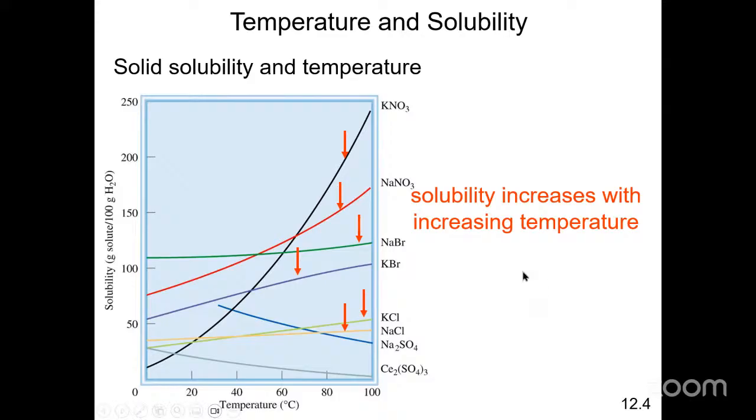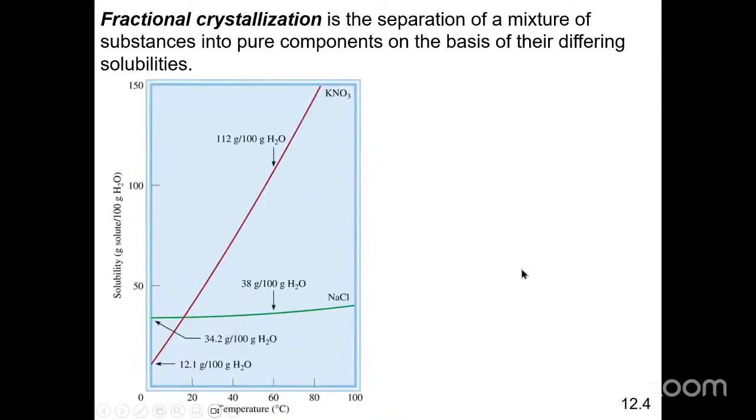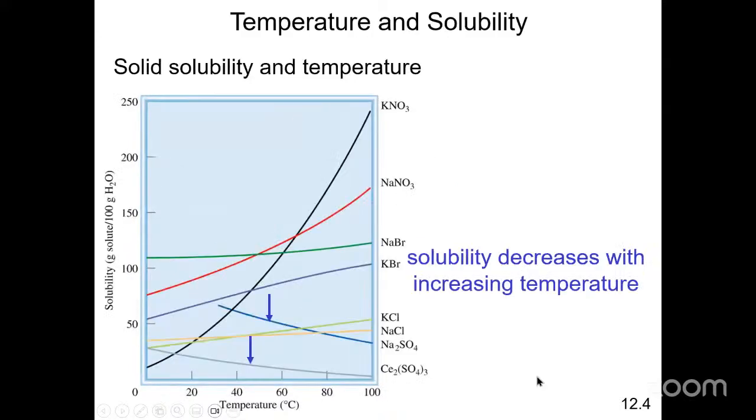Now, there are a couple of examples where the solubility decreases for solids. One is sodium sulfate, and the other one is cerium(III) sulfate. And the reason for that I won't get into has to do with a lot of thermodynamics involved, all right? So that's basically, generally speaking, the trend that you'll observe when it comes to dissolving a solid in a solvent. Generally, what you'll find is that as the temperature increases, the solubility increases.